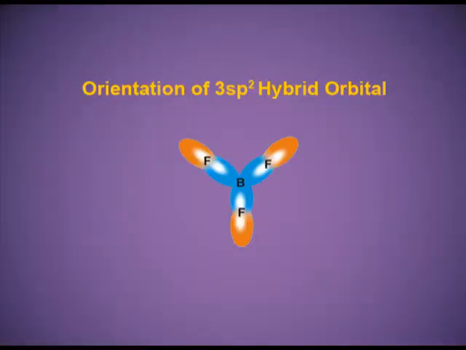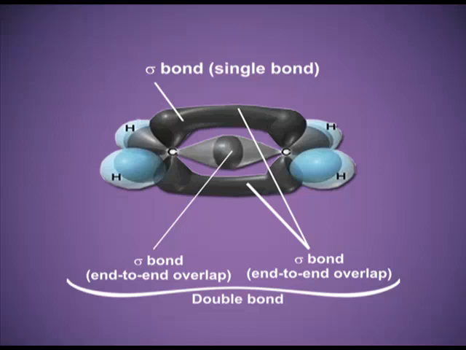Just see the orientation of 3 sp2 hybrid orbitals. This is a 3-dimensional view of ethene molecule. You can see that there is a dark grey or blackish cloud of electron above the carbon atom plane. The 2 carbon atoms and the 4 hydrogens which are shown by the blue balls are in one plane, and you can see the pi bonds which are formed by side to side overlap. There is a double bond in ethene molecule.